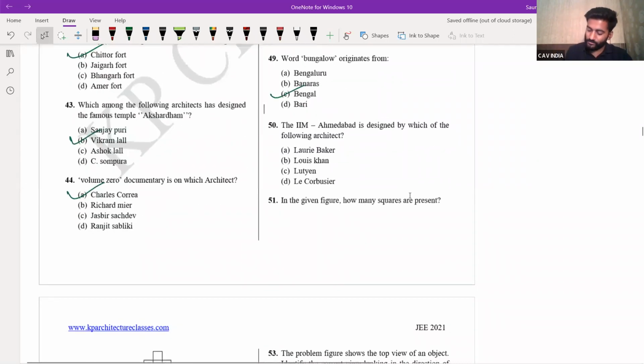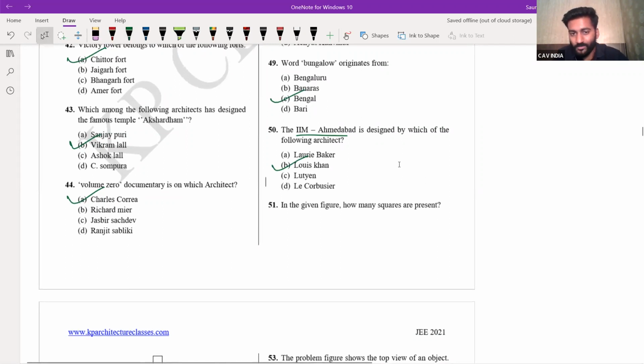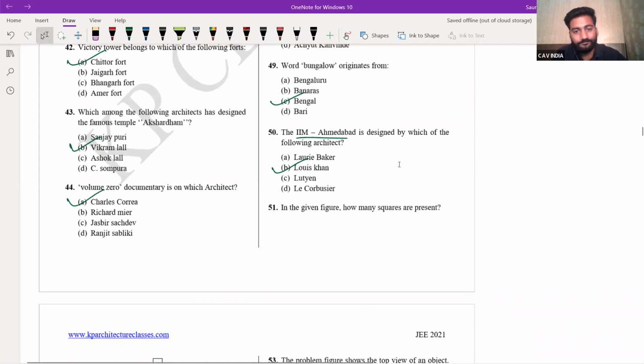Then another question: IIM Ahmedabad is designed by which architect? It's by Louis Kahn. No, it's not by Lutyens. Lutyens designed New Delhi. That is different. These are the questions based on your knowledge or the general awareness part.